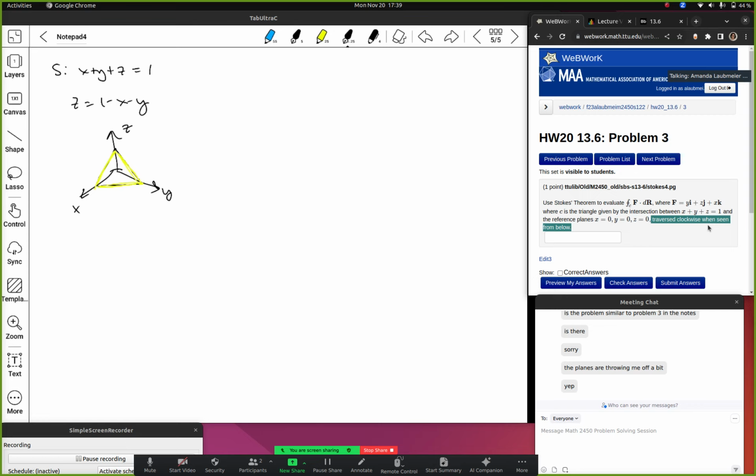So just swap it. If you're looking at the triangle from here, like we are, coming out of the paper and looking into it, it's going to be the opposite. So it's clockwise when seen from below, so it's going to be counterclockwise when seen from above.